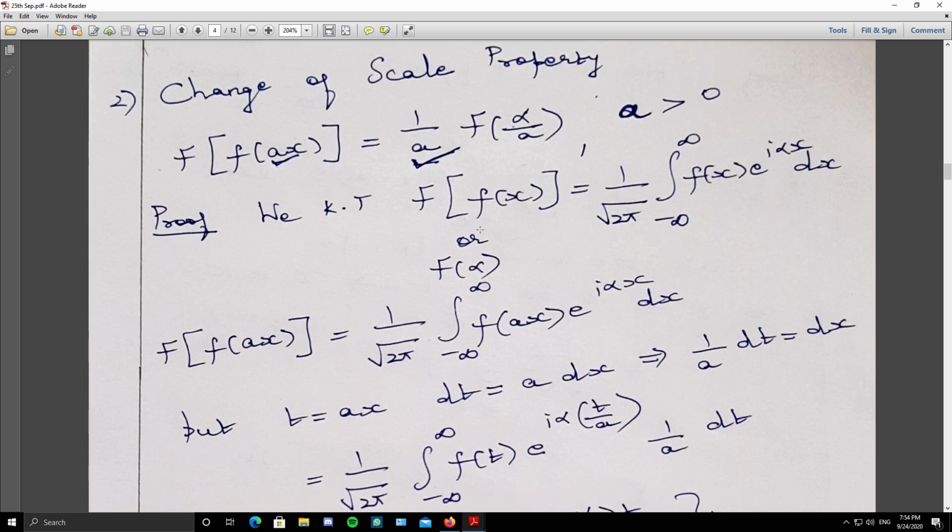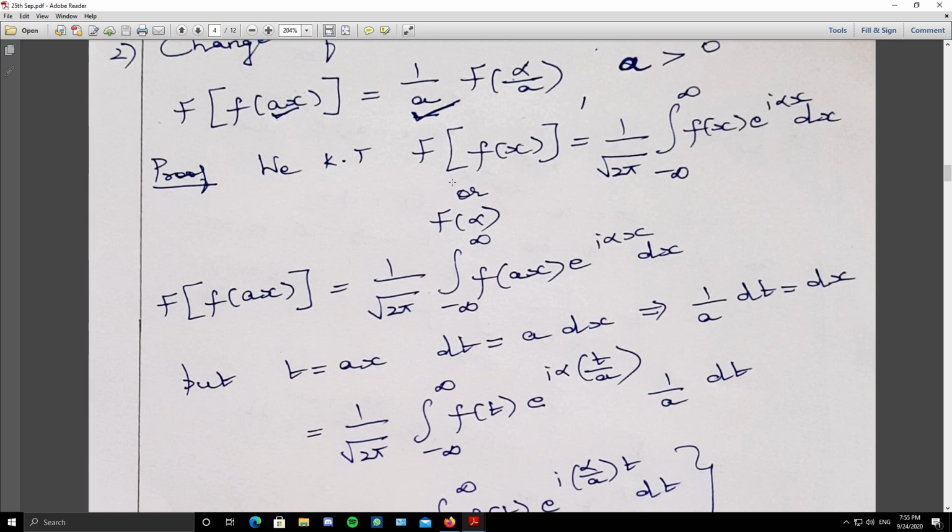Let's start with the definition. What is the definition of the Fourier transform? F of x equals 1 by root of 2 pi integral from minus infinity to infinity f of x e power i alpha x dx. I told you there are two notations, one with respect to the function f of x, or with respect to the parameter f of alpha. So start with the definition. And what is asked? In place of f of x, you have f of ax. So just replace f of x by f of ax.